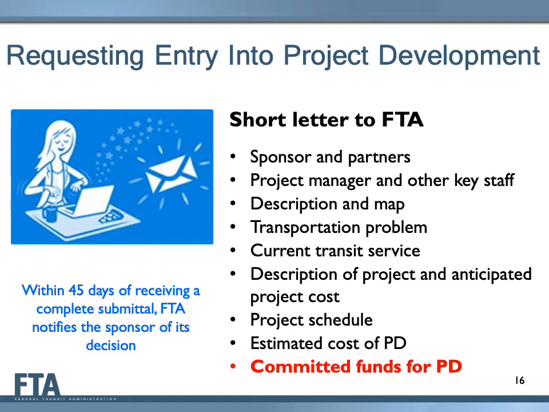Because the law intends for projects to make quick progress and not linger in the CIG program, FTA requires that funding be available to begin performing project development work immediately upon entry into the CIG program. Upon receipt of a request to enter project development, FTA reviews the request to ensure it contains all of the information required in FTA's CIG policy guidance. Upon receipt of complete information, FTA processes the request and notifies Congress and the project sponsor in writing within 45 days whether the information was deemed sufficient for entry into project development.